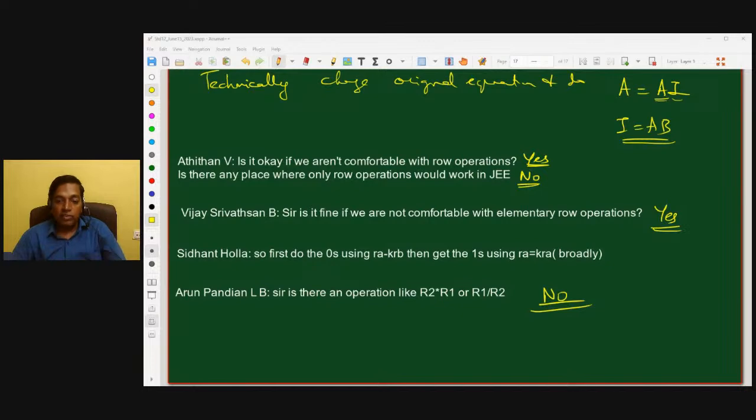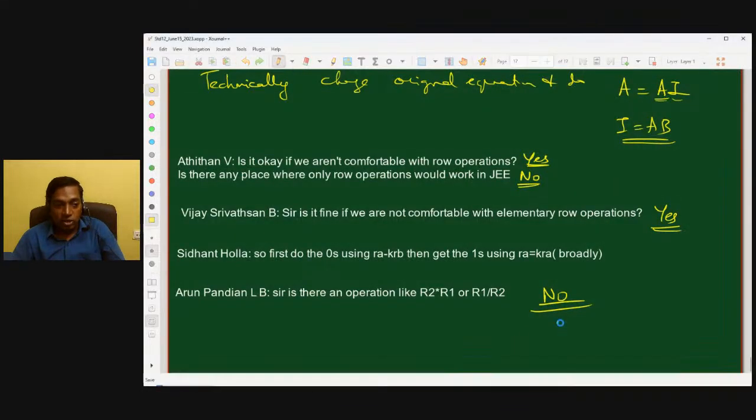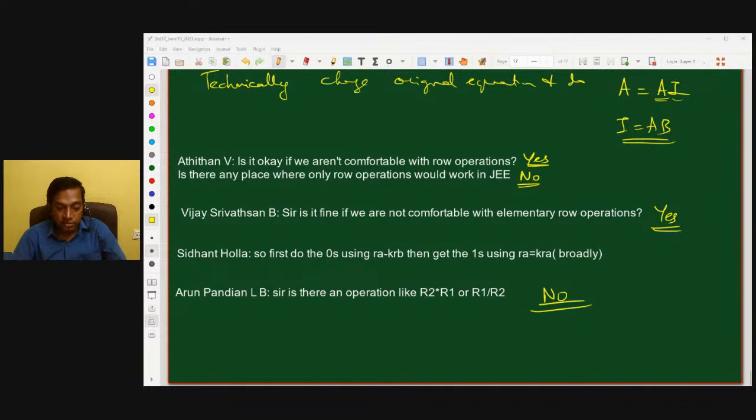Sriniyati Saravana Kumar, is it okay if you are not comfortable? Yes, it's okay. I've answered already a couple of times. Many people have asked.